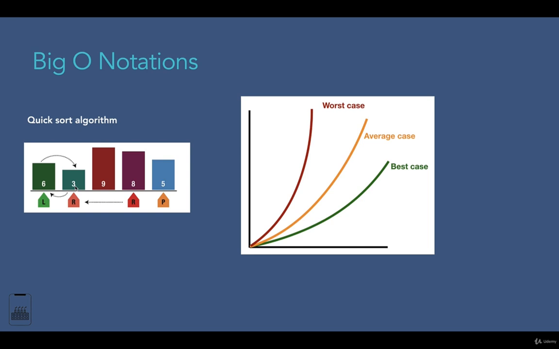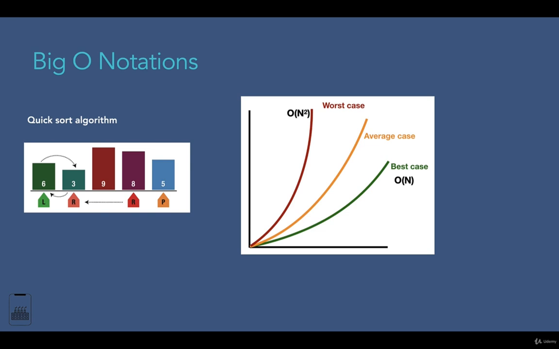So in the best case, all elements are equal, and we will pass through all elements of this array only once. If the number of elements is n, the time complexity in the best case will be O(n). Now in the worst case, if we are unlucky and the pivot is repeatedly the biggest number in the array, the time complexity will be O(n squared).